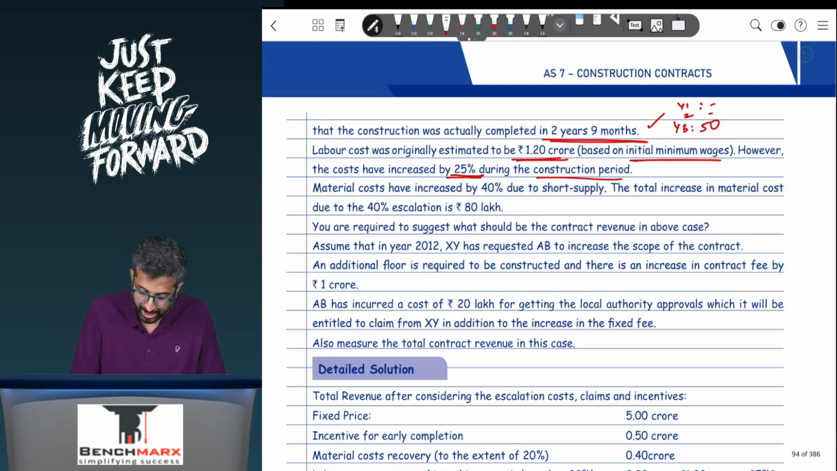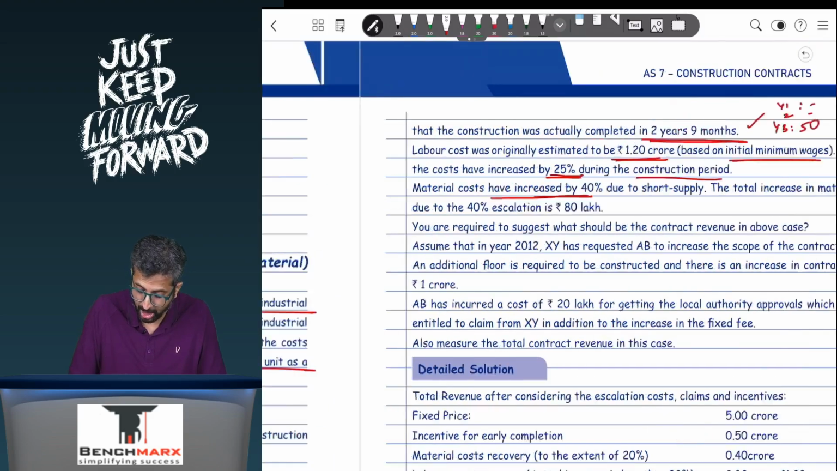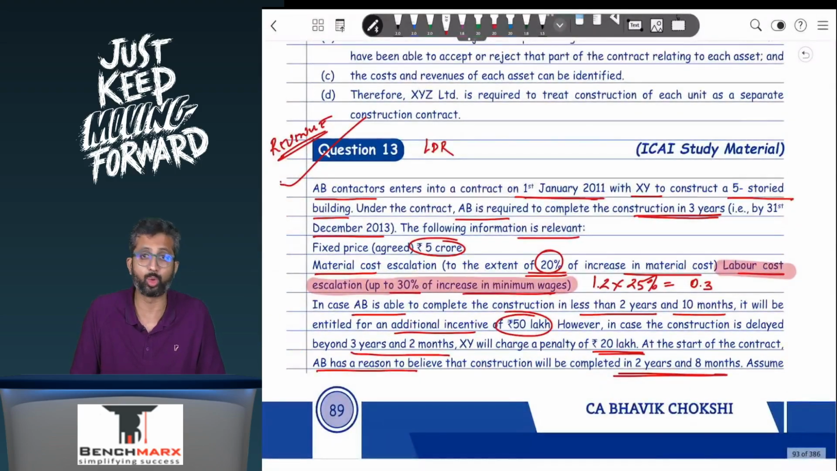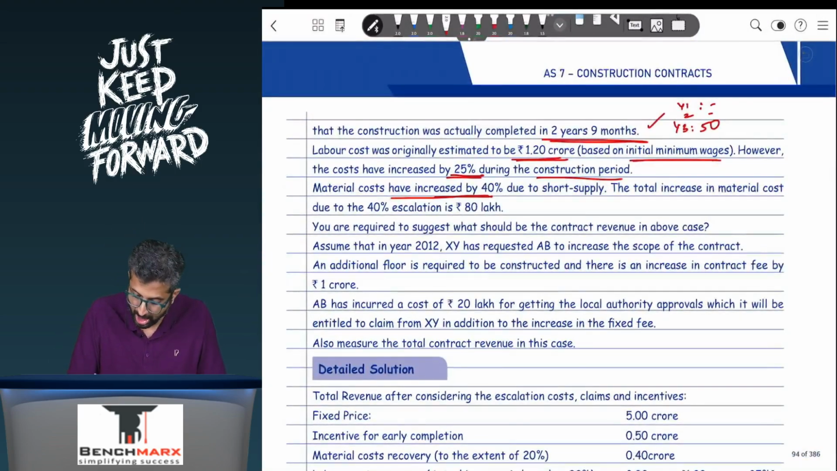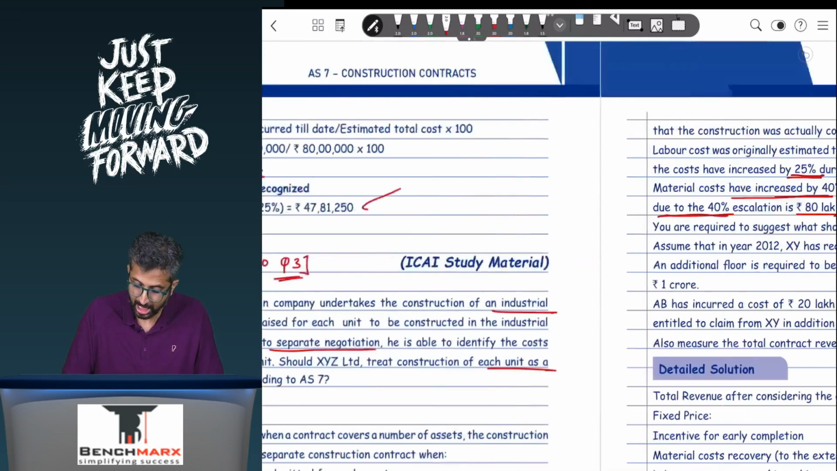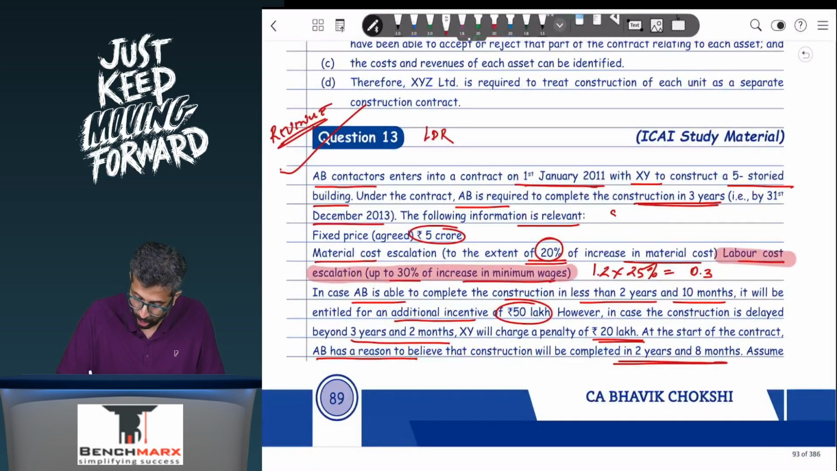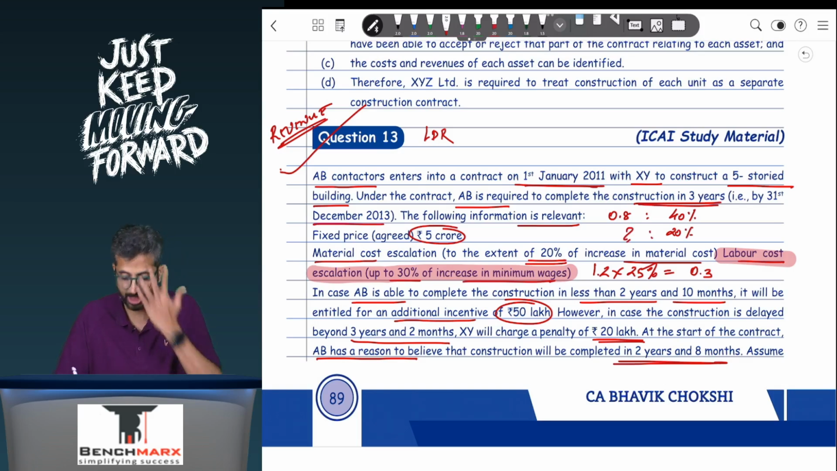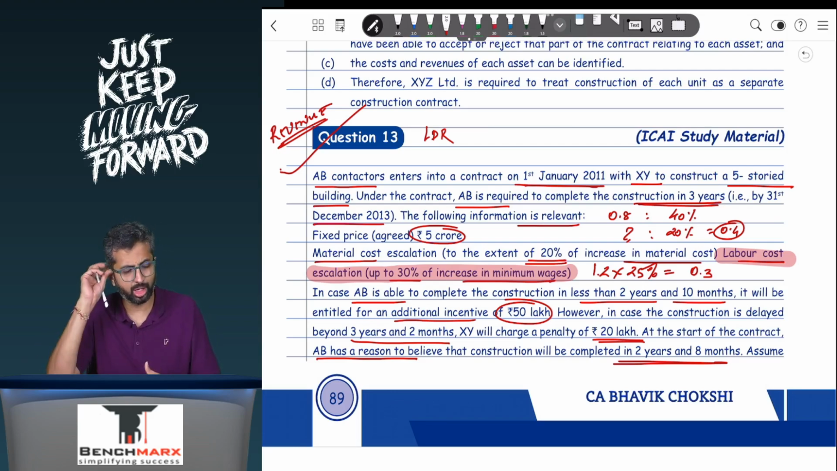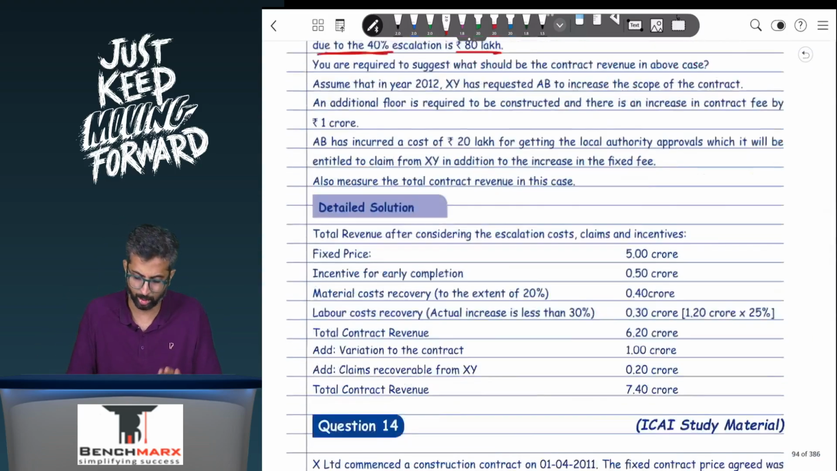revenue. Next, material cost has increased by 40%. Here you are going to get reimbursement to the extent of 20% only. They have increased by 40%. Due to short supply, the increase in material cost due to the 40% escalation is 80 lakhs. Now 80 lakhs is directly the increase. So 80 lakhs or 0.8 crores is due to a 40% increase, and you are going to get compensation only up to 20%. That is equal to how much? If I do a cross multiplication, you will possibly get around 0.4 of the escalation, which is 80 lakhs, which is increase. 40 lakhs you will get from the customer.